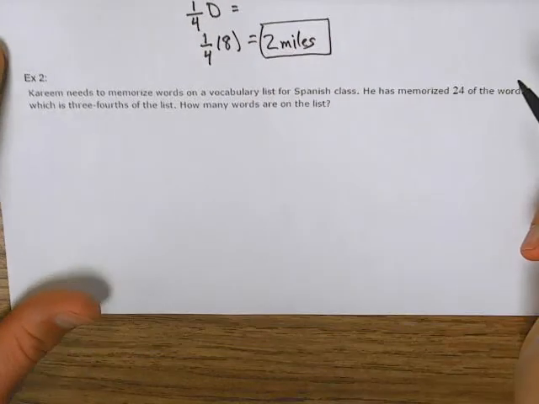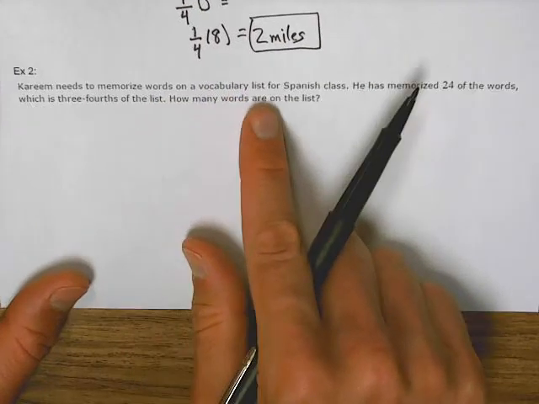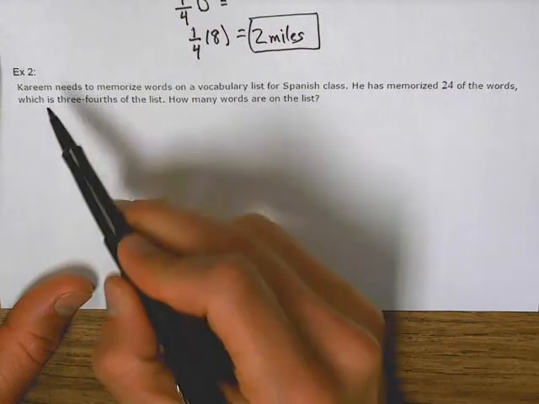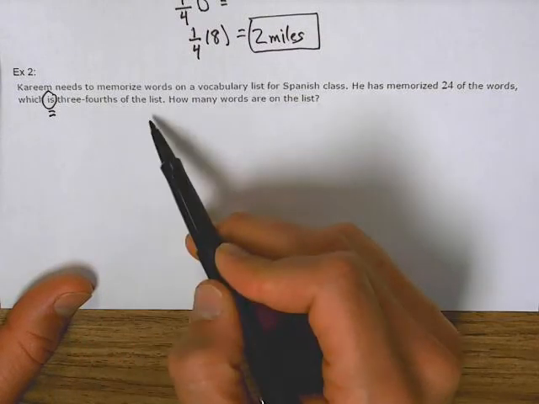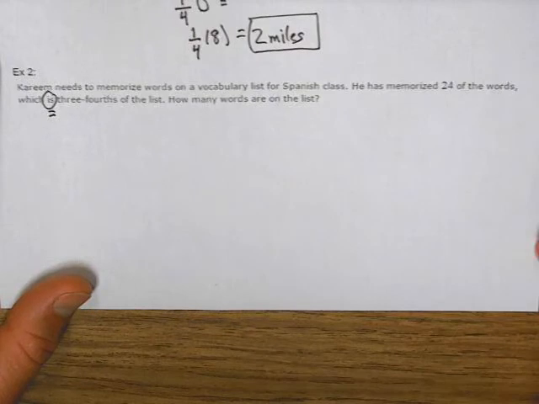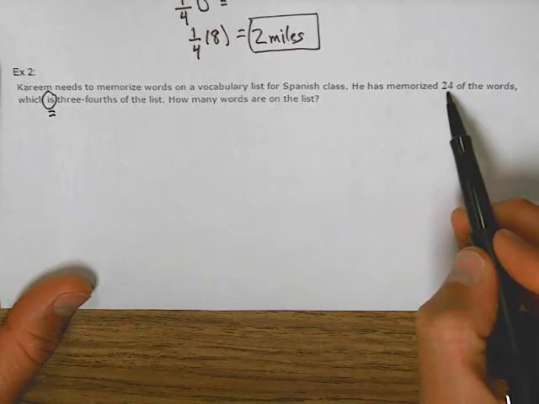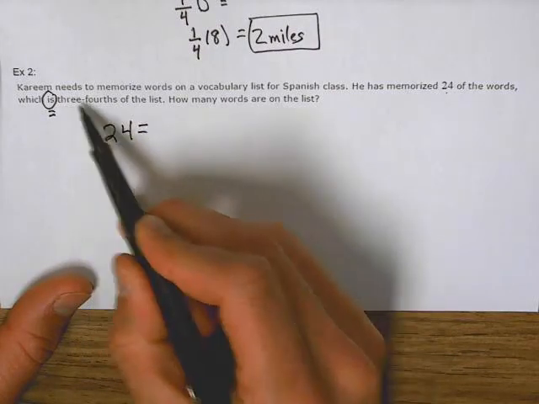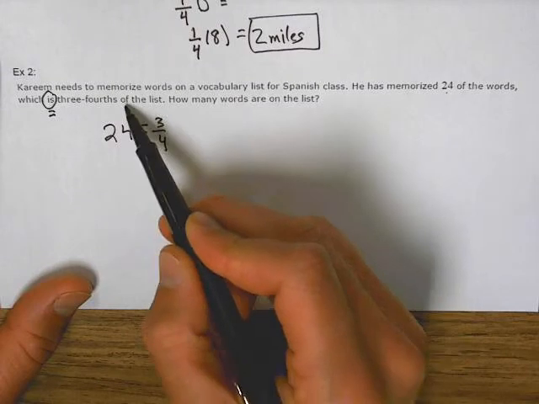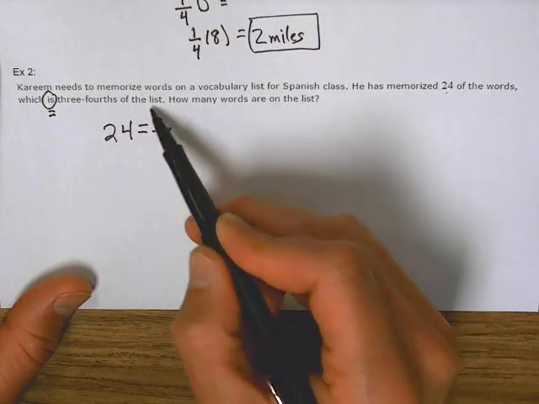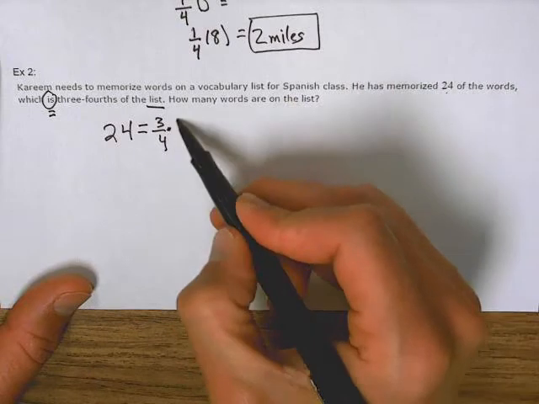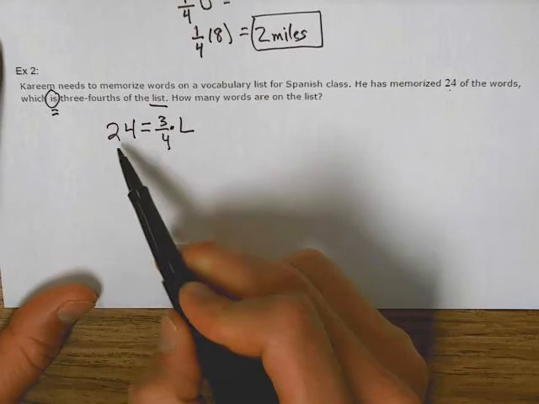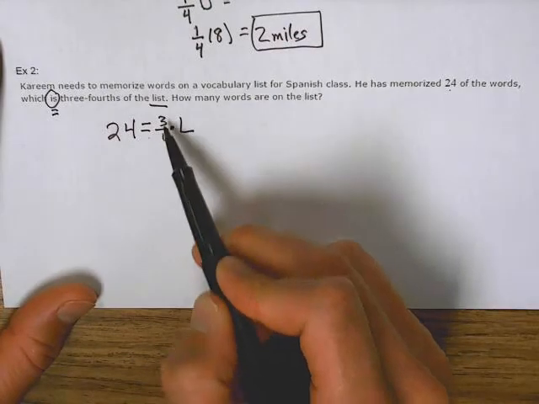For example 2, it says Kareem needs to memorize words on a vocabulary list for Spanish class. He has memorized 24 of the words, which, there's that key word, I'm going to think equals 3/4 of the list. How many words are on the list? Well, he memorized 24 of the words, so 24 of the words, which is, that equals 3/4 of the list. So of means multiply. The number of words on the list, I don't know. I'm going to call that L. So I have 24 words, which is or equals 3/4 of the list.